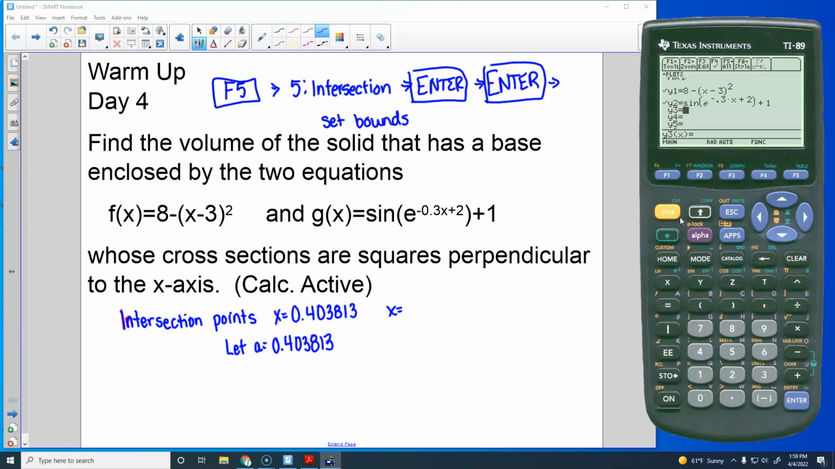Look at your y equals and make sure these equations are correct. I think mine are incorrect. If you messed up, it's probably in that second one, I would guess. You put the sign, you put the one inside. Yeah, one should be on the outside. So if your one is not on the outside of that parentheses, then it's going to give you the wrong intersection points.